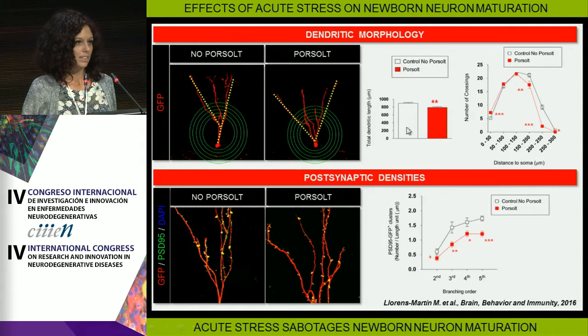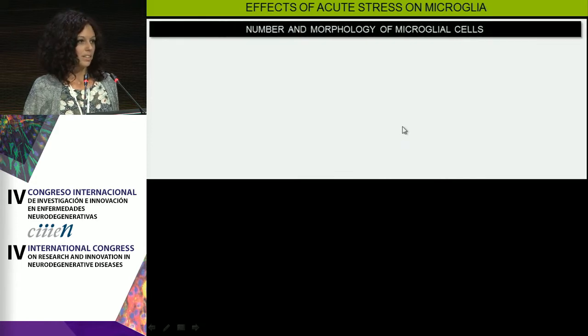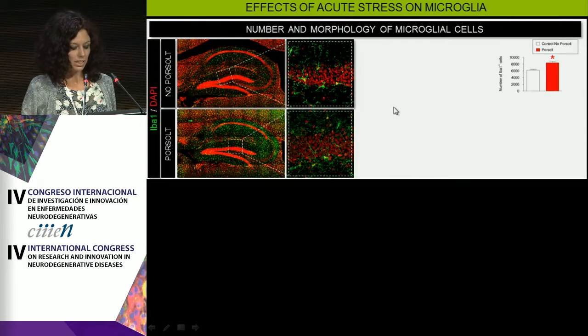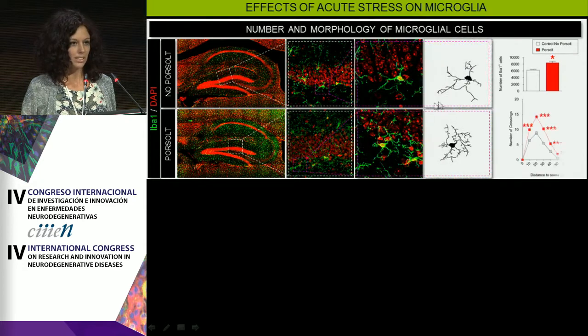But in light of the increase in the levels of interleukin-6, we questioned whether this protocol could also trigger the activation of the microglial cells in the dentate gyrus. First, we quantified the number of microglial cells, and we found that acute stress triggered a significant increase in the number of this population of cells. It also drastically changed their morphology, making microglial cells much more ramified, which could indicate their functional activation.